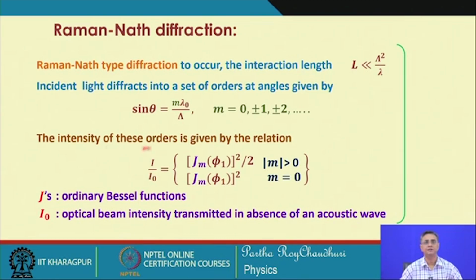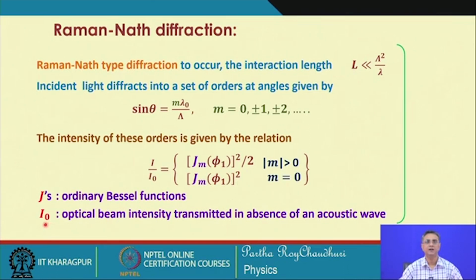The intensities of these orders are given by the various orders of the Bessel function. Interestingly, J0 will correspond to the 0th order, J1 to the first order, J2 to the second order, and so on. The ratio of the intensities at different orders will come from here: I by I0 when m is greater than 0 will be given by this, but when m equal to 0, that is the 0th order, it will come from this equation. We will see that later. These are the ordinary Bessel functions, Bessel J0, J1.